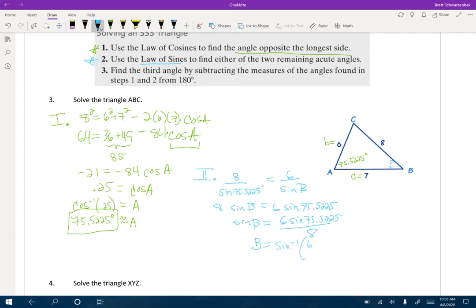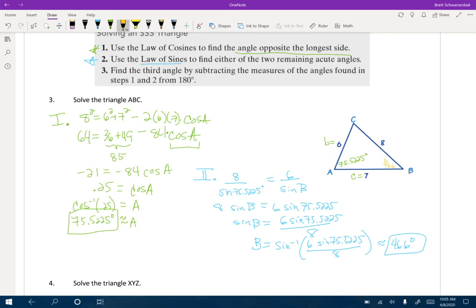If we do so, B is going to be equal to the sine inverse of this piece, 6 sine 75.5225 over 8. Typo. And when we do this calculation, we get approximately 46.6 degrees. Okay, so we have 2 of the angles now. So I'll throw that in there, 46.6 degrees.